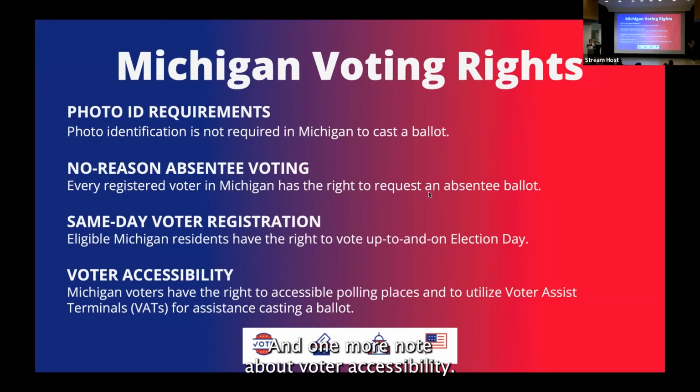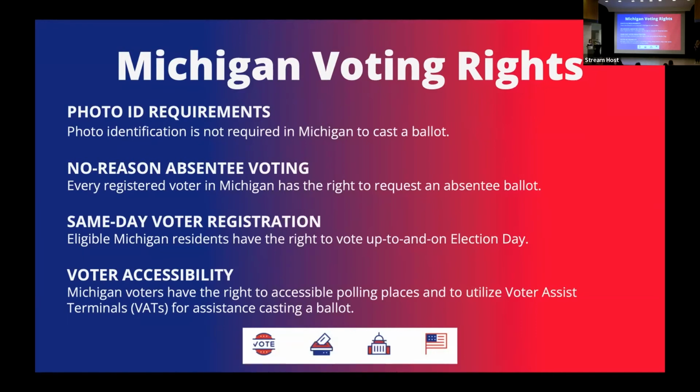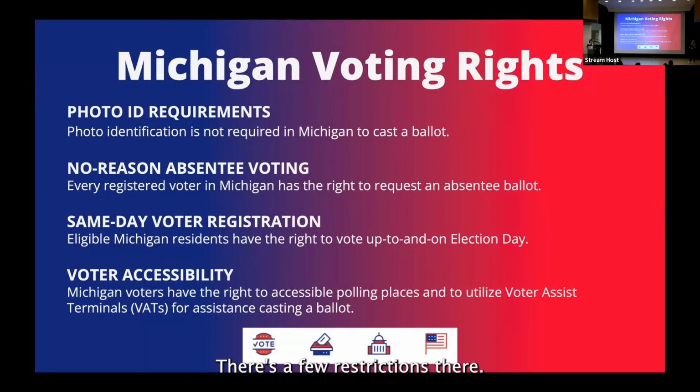And one more note about voter accessibility that has to do with folks with limited English proficiency. Language access is super important at the Department of State. Folks who have limited English proficiency have the right to bring an interpreter or a translator with them to the polls to help translate their ballot for them. There's a few restrictions there. They can't be that person's employer. They can't be an agent of their union. But you can learn more about that at michigan.gov/vote.